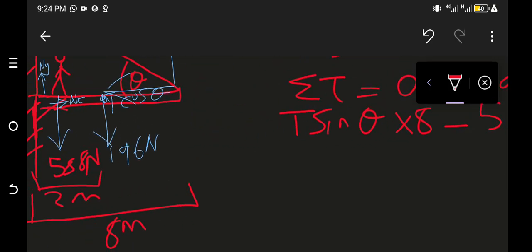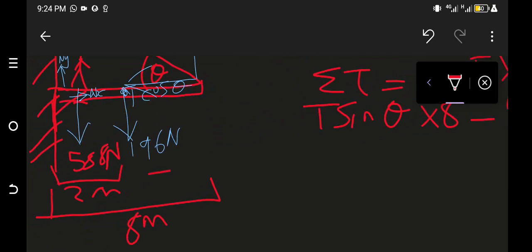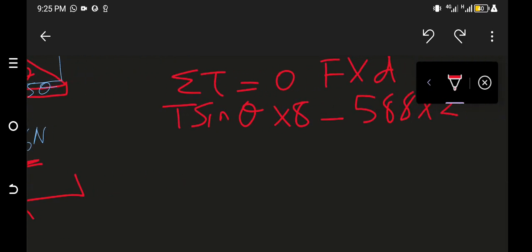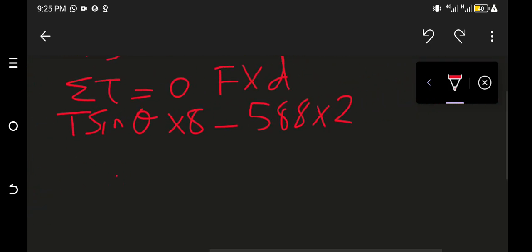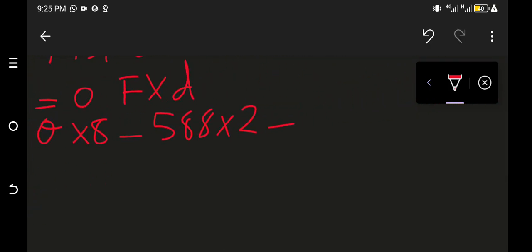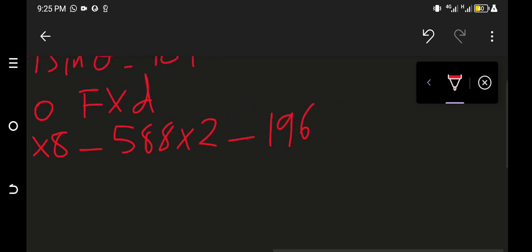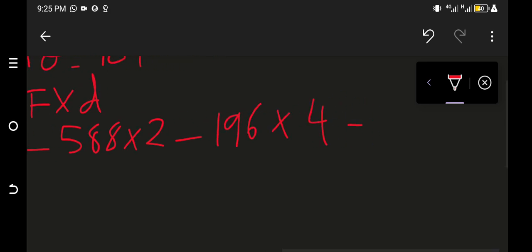The other part is 196, but the distance we don't know. We only know that it's acting at its center. So at its center, it means it's half of 8. So the distance here is 4 because it is acting at the center. The center means half, so half of 8 is 4. So we have 196, minus because it's acting downward, 196 multiplied by 4 is equal to 0.